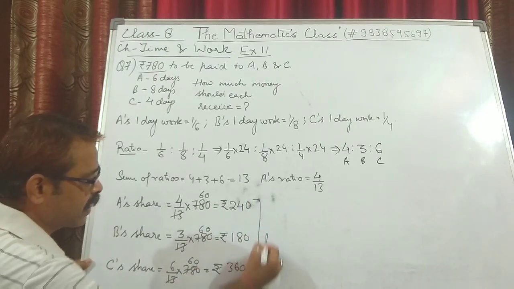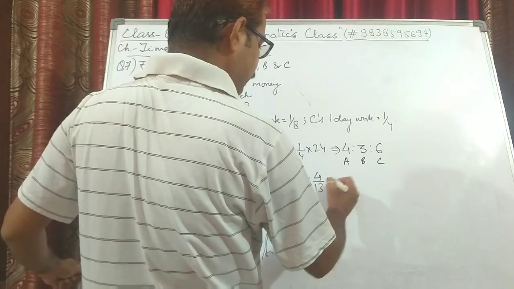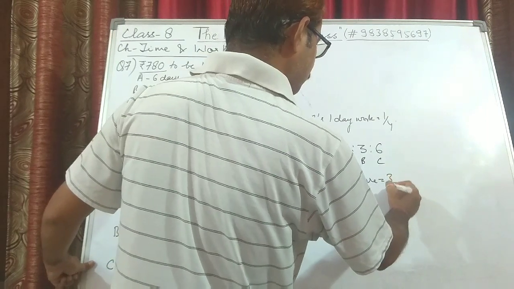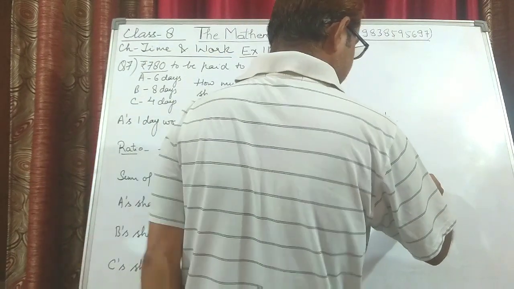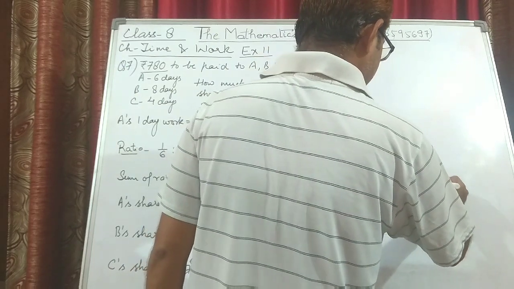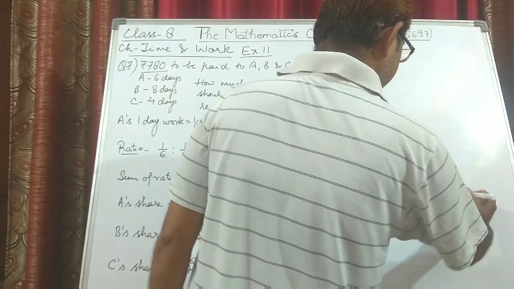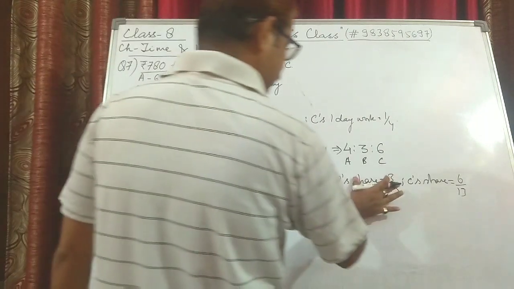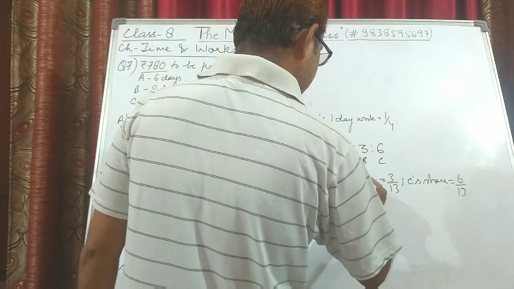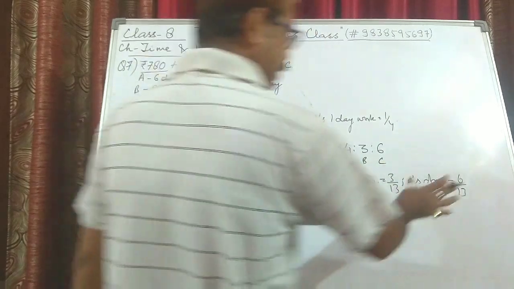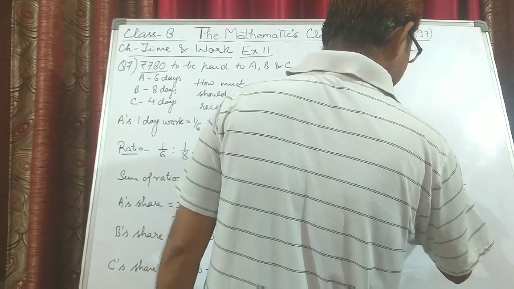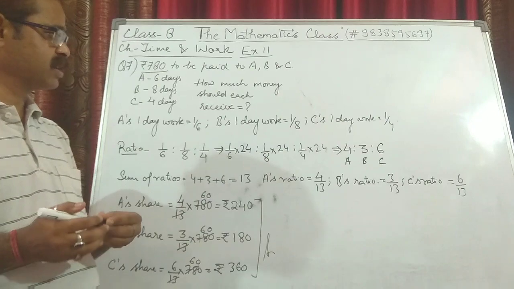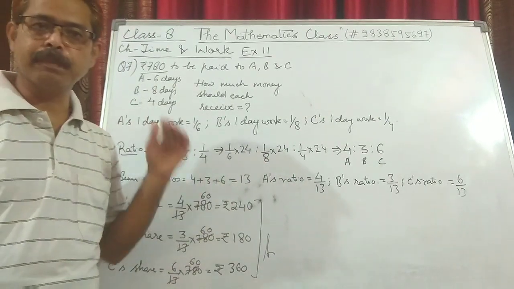This is the final value, and A's share is this. Similarly, B's share will be 3 upon 13, and C's share will be 6 upon 13. So this is their share. According to their share, they will get the amount. Here you can say it is the ratio: B's ratio will be 3 upon 13 and C's ratio will be 6 upon 13. According to the ratio, they will get the amount. I hope this is understood. Now we move on to question number 8.